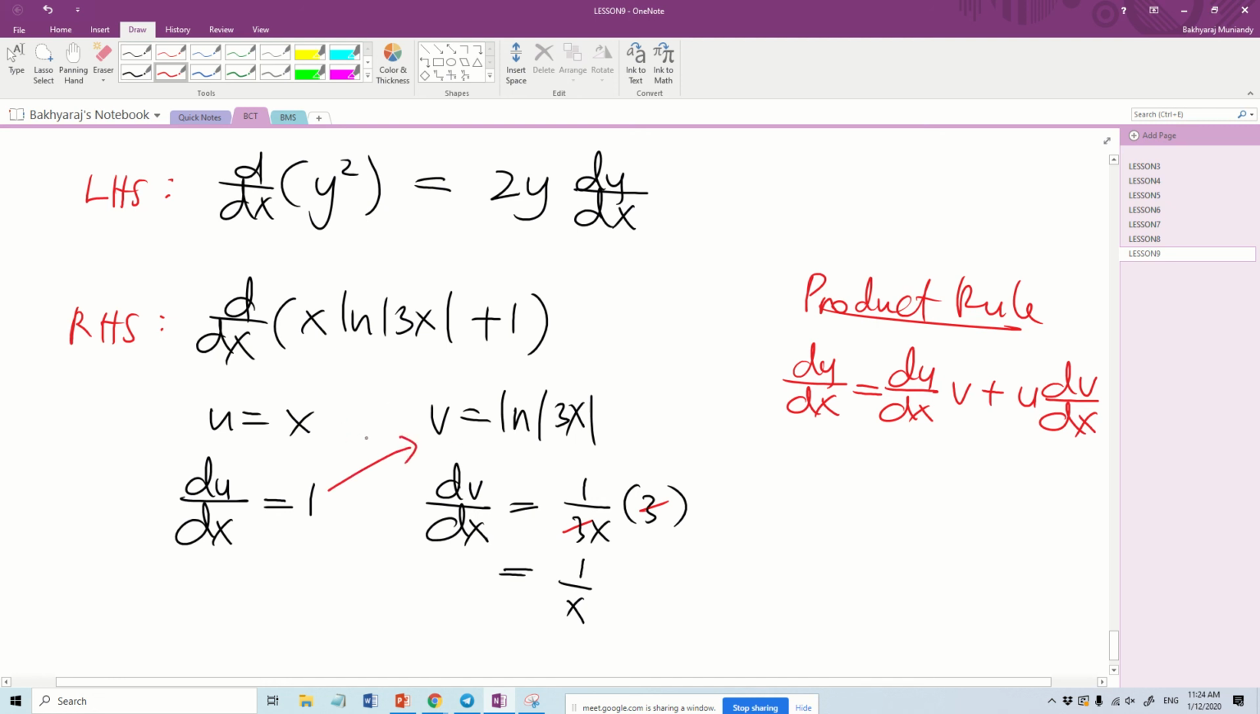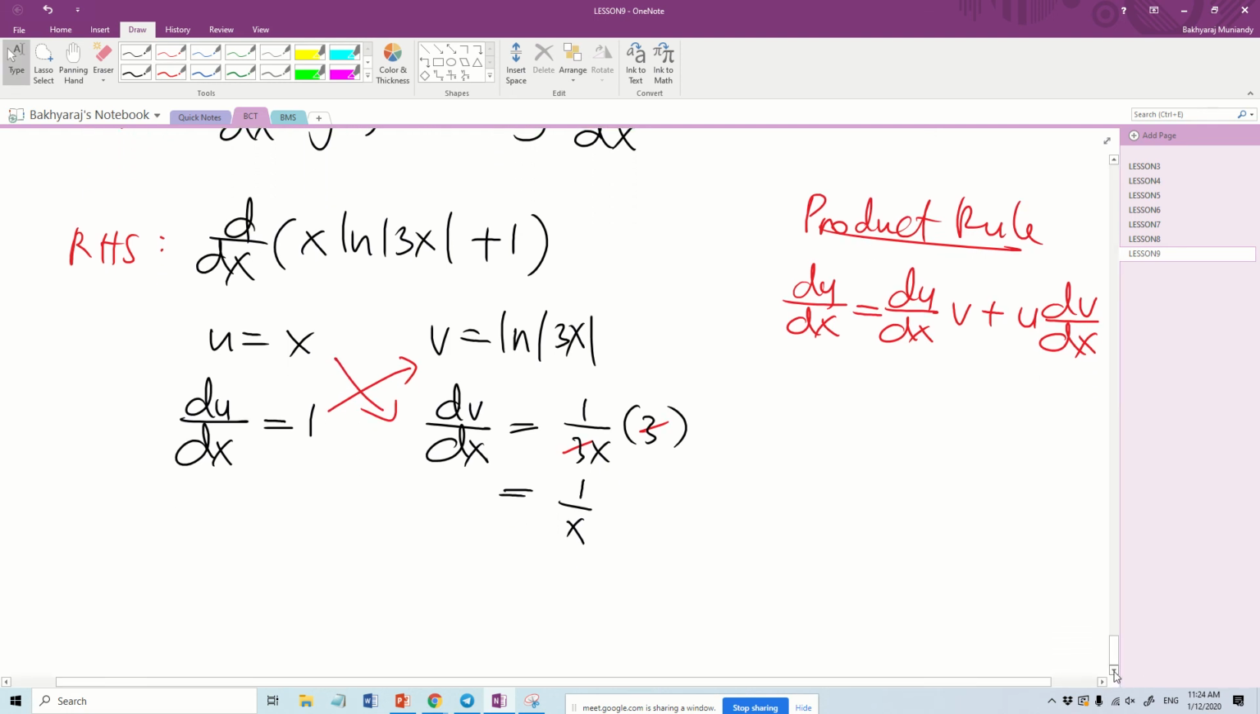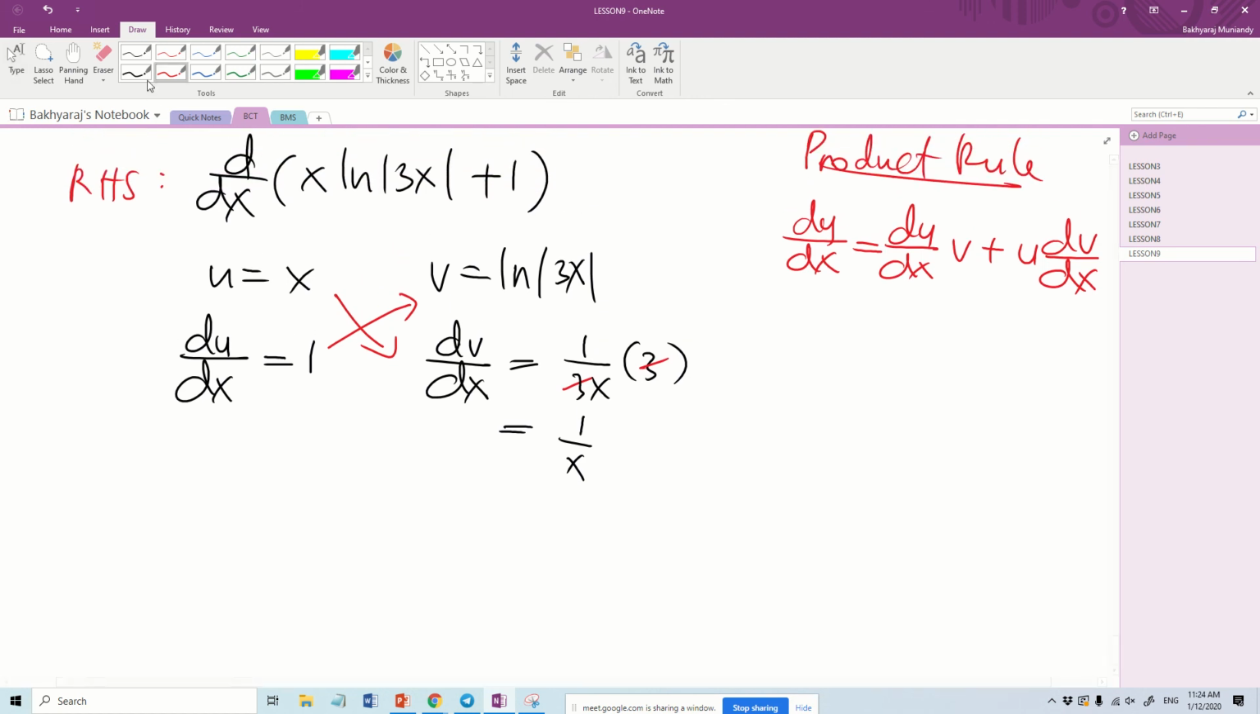Okay, so u times dv and then v times du. So you will get, okay, equal 1 times log 3x plus x times 1 over x.